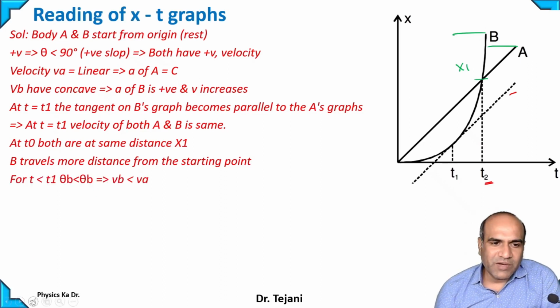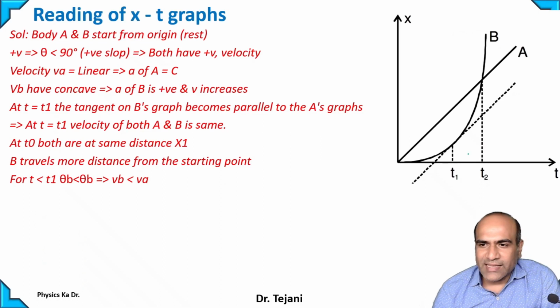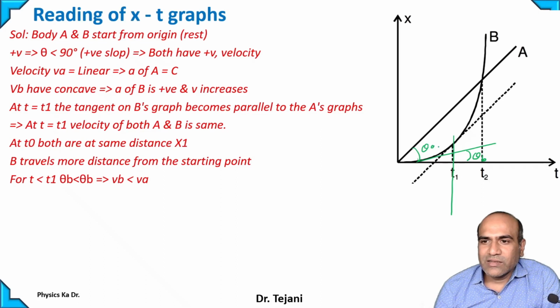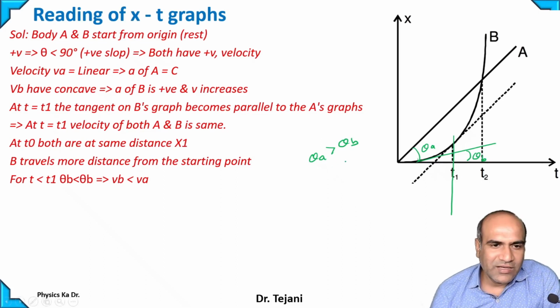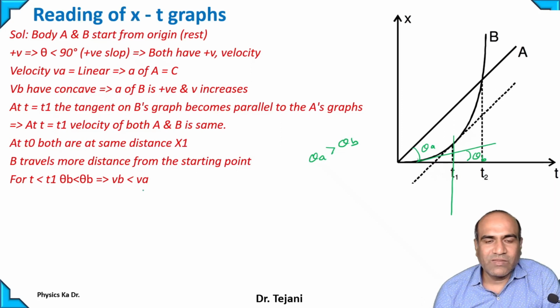And then, the tricky part is there. For t less than t1, let's go up to this position. This is theta B, and this is theta A. So can I call theta A greater than theta B? Theta A is greater than theta B. That means the velocity of A is higher. Up to this portion, the velocity of A is higher.